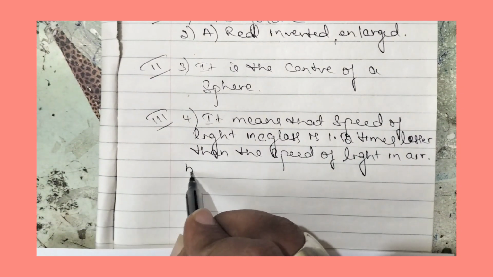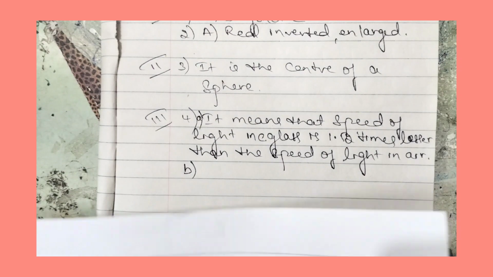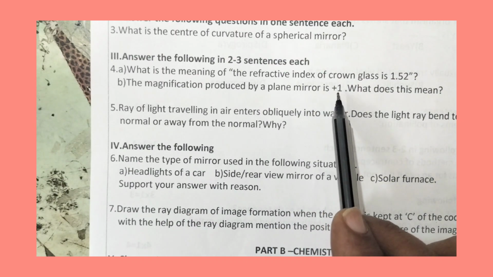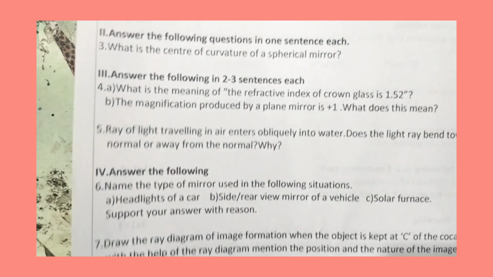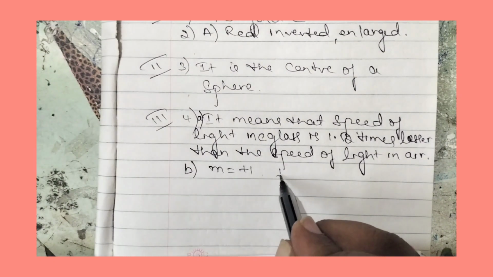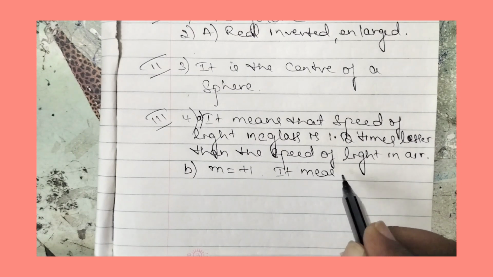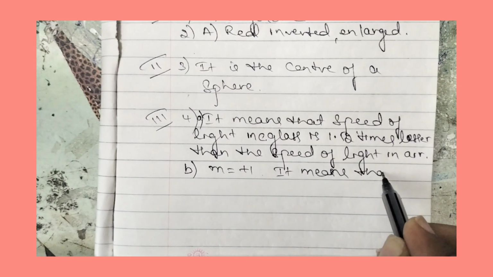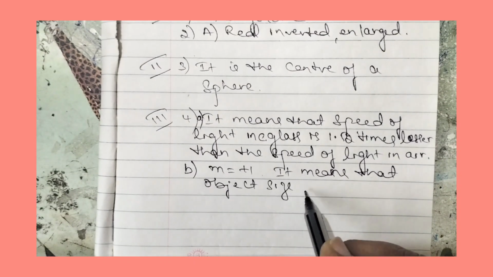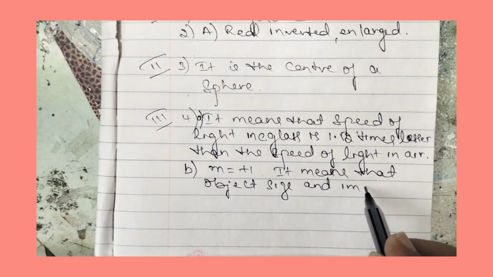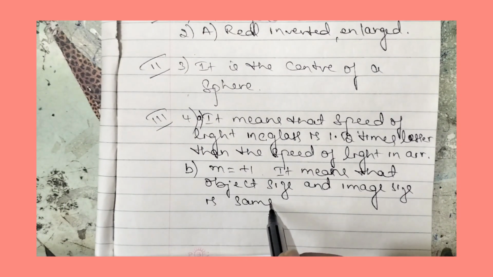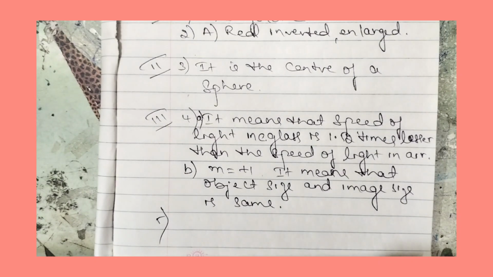In that one, only one more question is there. This is A. Let us answer the B question. The magnification produced by a plane mirror is +1. What does this mean? It means that the object size and the image size are the same.